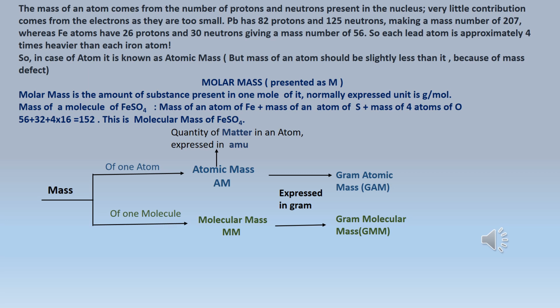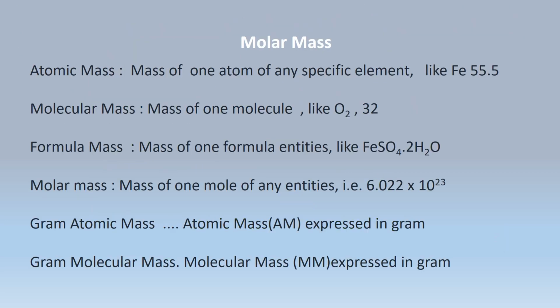So the mass of one atom, atomic mass, when expressed in gram, is gram atomic mass. The mass of one molecule, that is molecular mass, expressed in gram, is gram molecular mass. This is a summary sheet on molar mass, that is atomic mass, molecular mass, formula mass, gram atomic mass, gram molecular mass.